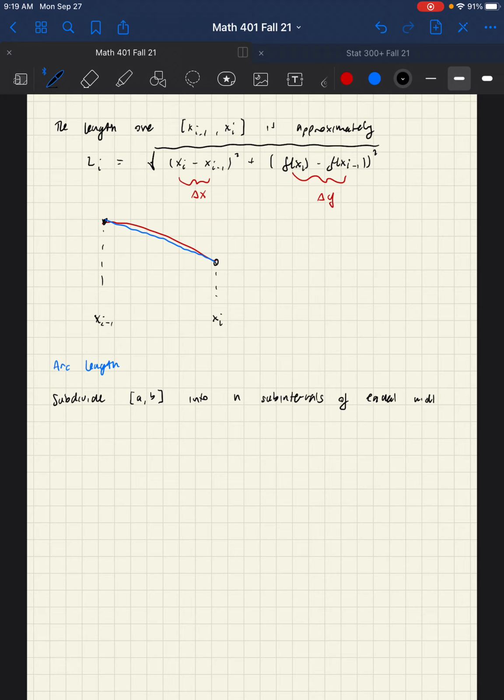A to B, that interval, into n subintervals of equal width delta x. Then we're saying L is the sum of adding up all these tiny approximating little lengths. They're not infinitesimal yet. So L is the sum from i equals 1 to n of the L sub i's, which is the sum from i equals 1 to n of the square root of delta x squared plus f of x sub i minus f of x sub i minus 1, squared. Square rooted.